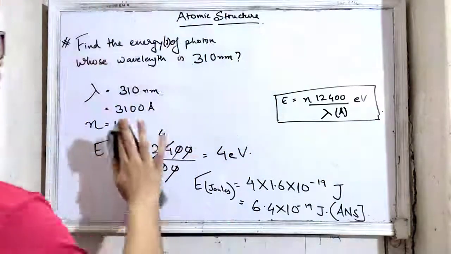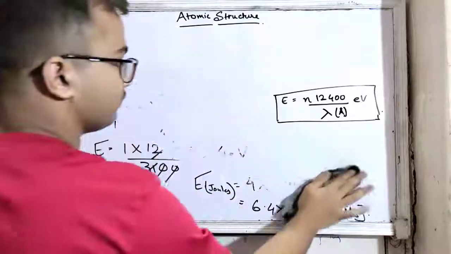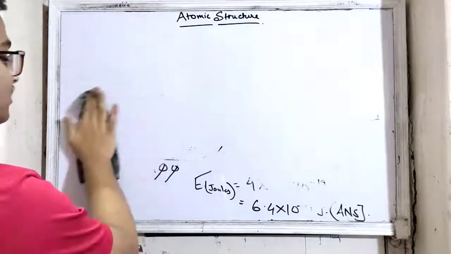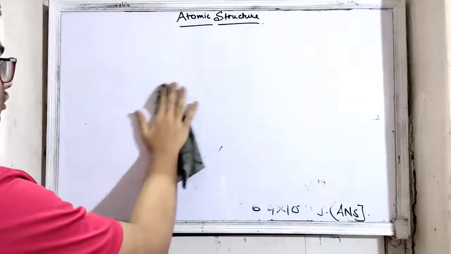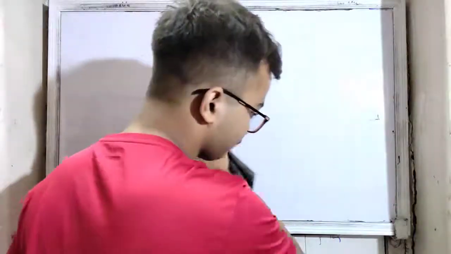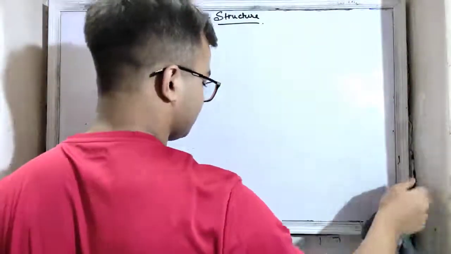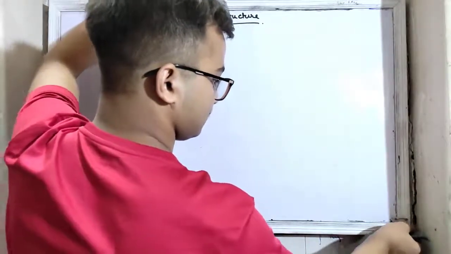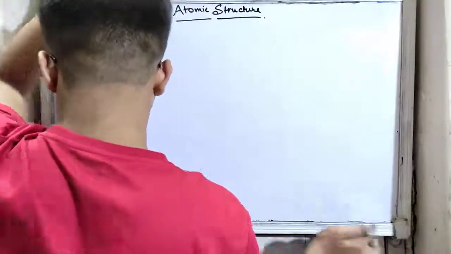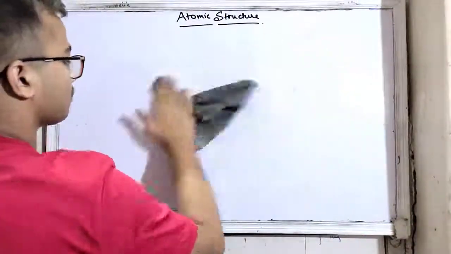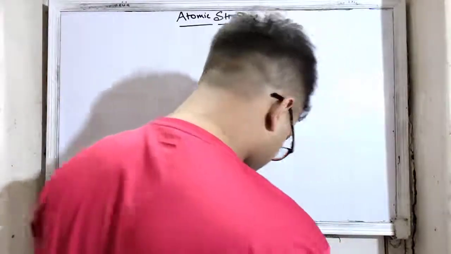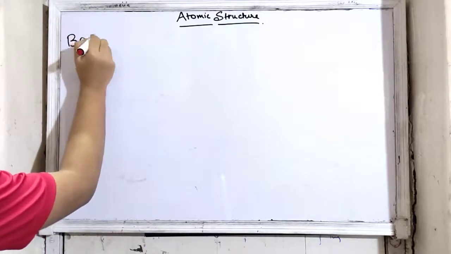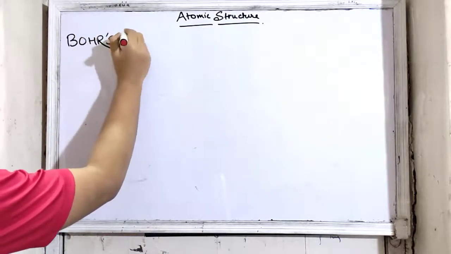Give the heading Bohr's theory. Bohr's theory was given by a famous and very well established mathematician called Niels Bohr. He was an excellent mathematician. So, Bohr's theory.